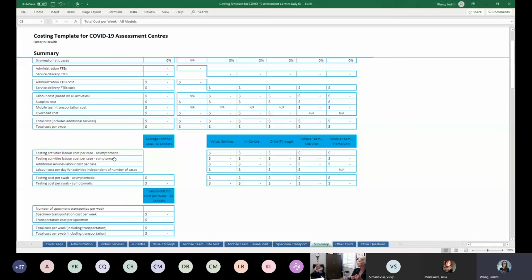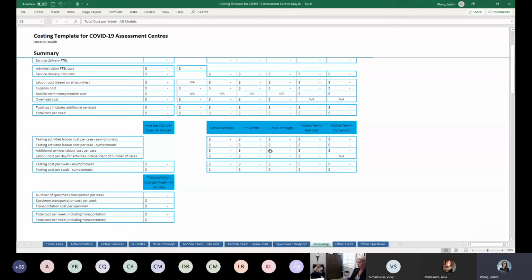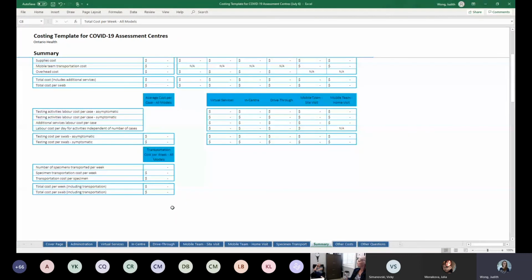We're also trying to estimate some breakdowns in testing activities in asymptomatic versus symptomatic patients, which is why we asked for those activities separately. The costs associated with your additional services, if you have any, and also including your labor costs independent of the number of cases. All of these indicators will be used for us to understand differences in cost structures based on patient type and based on the number of services that are offered. And then at the bottom, we have your transportation costs.